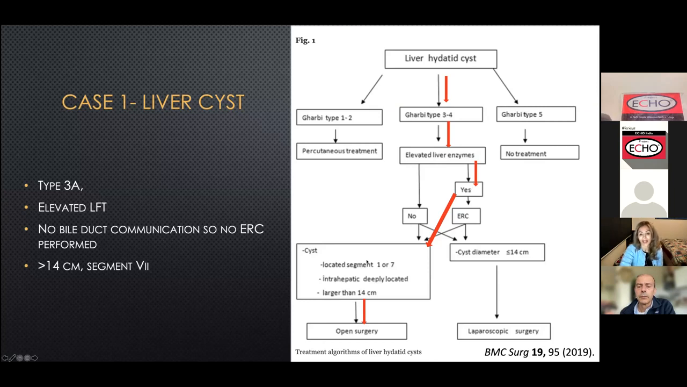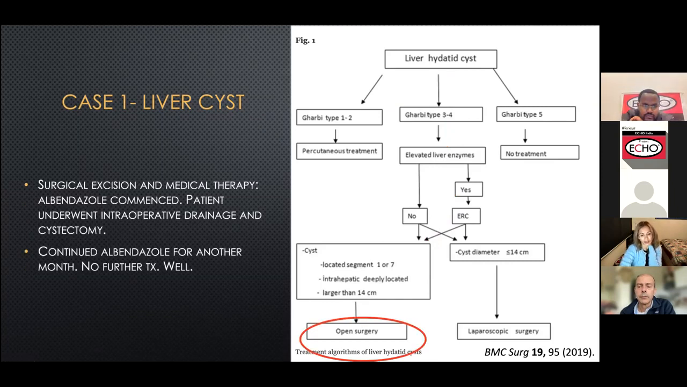Word about cyst location. Well, hers was in segment 7, so fairly deep in there. And is it larger than 14 centimeters? Yes, it was 15 centimeters. So she would be suitable for open surgery. And in fact, she was offered medical therapy as an adjunct, and albendazole was commenced. She underwent an intraoperative drainage and cystectomy, and she continued albendazole for another month or so afterwards. And she had no further treatment. She's remained well.